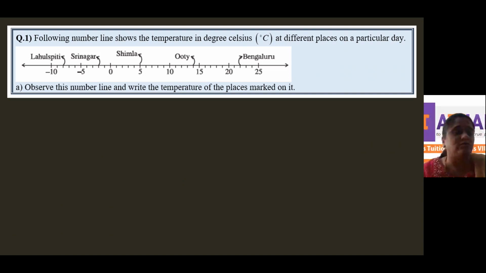So see here. You can see Lahul Spiti. It's a district in Himachal Pradesh. Lahul Spiti.